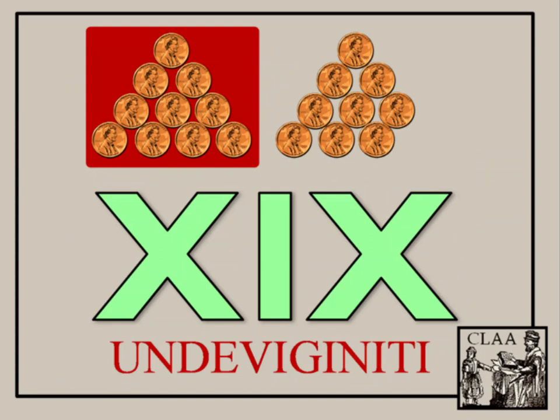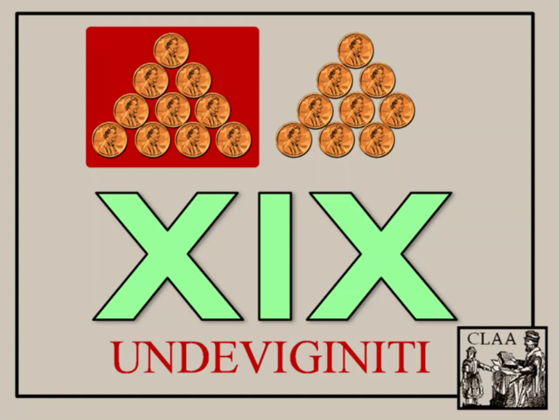The Latin name for the number 19 is undeviginti. And you can see that this name is again made up of 3 words, just like duodeviginti. Un comes from unus, which means one. De means from, and viginti means 20. So the number 19 in Latin is undeviginti, 1 from 20.